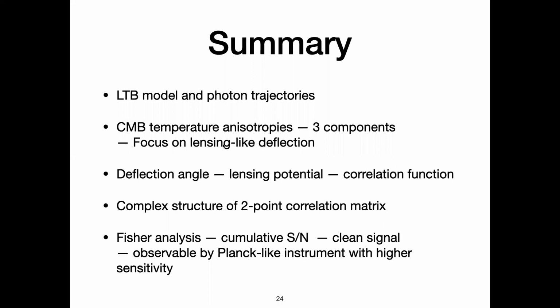Then using the lensing-like deflection angle, and via the lensing potential associated with it, we calculated a correlation function, and also saw how the structure of the correlation function can help us differentiate this kind of model from the standard cosmological model. And finally, using Fisher analysis, we calculated the signal to noise ratio, and we can obviously get a clean signal at some higher multipoles if it is observable by a Planck-like instrument, but with higher sensitivity.